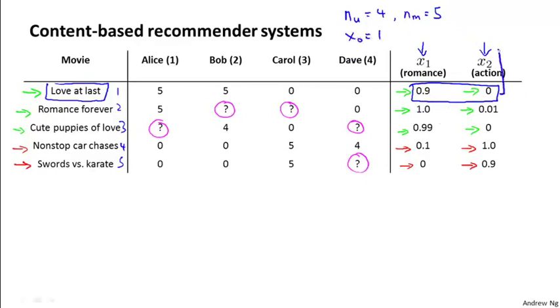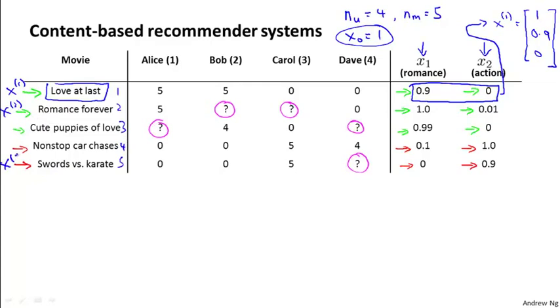And so putting these together, I would then have a feature vector x superscript 1. The superscript 1 denotes the feature vector for my first movie, and this feature vector is equal to [1, 0.9, 0]. The first 1 there is this intercept term, and then my 2 features 0.9, 0, like so. So for Love at Last, I would have a feature vector x1. For the movie Romance Forever, I may have a separate feature vector x2, and so on. And for Swords versus Karate, I would have a different feature vector x superscript 5.